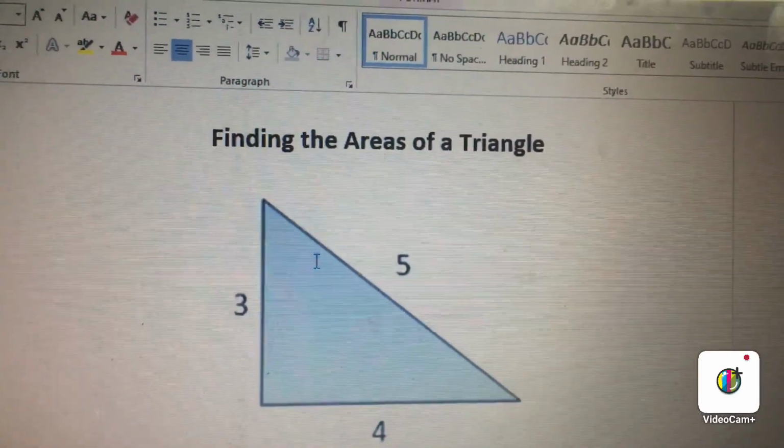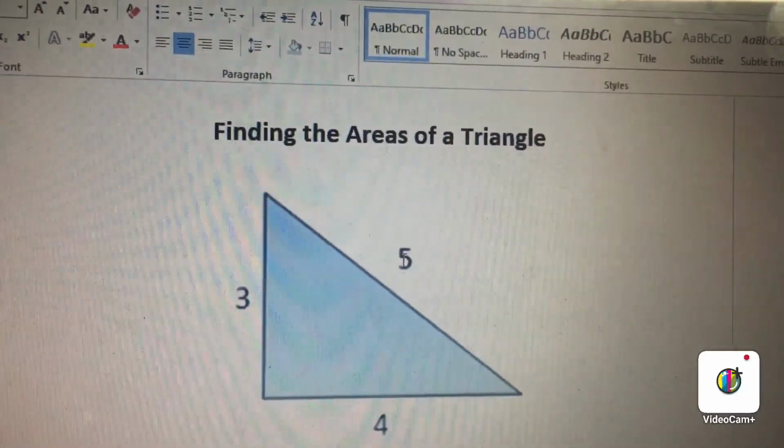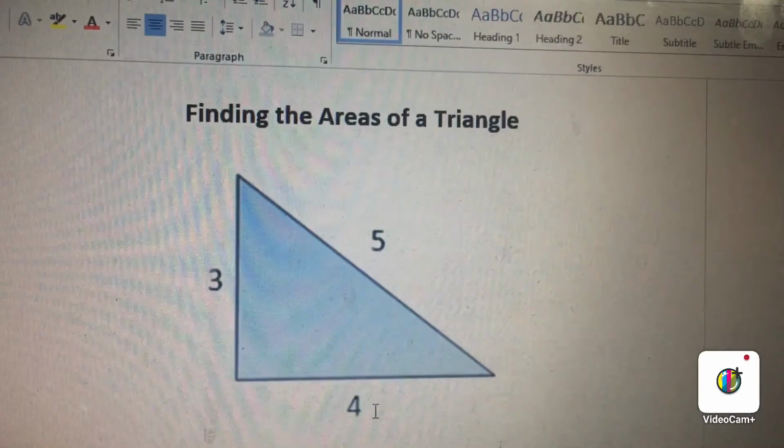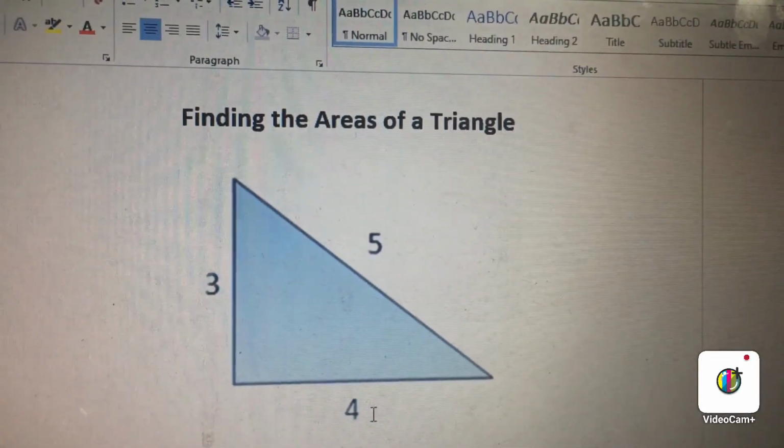Look at this triangle. It has 3 sides. This side is 3, this side is 5, this side is 4. Let us find the area of the triangle.